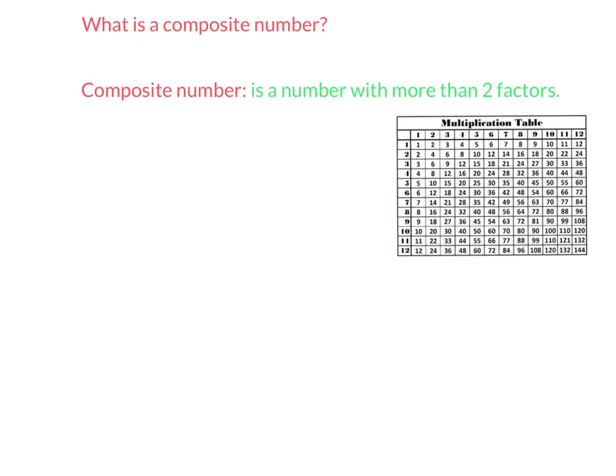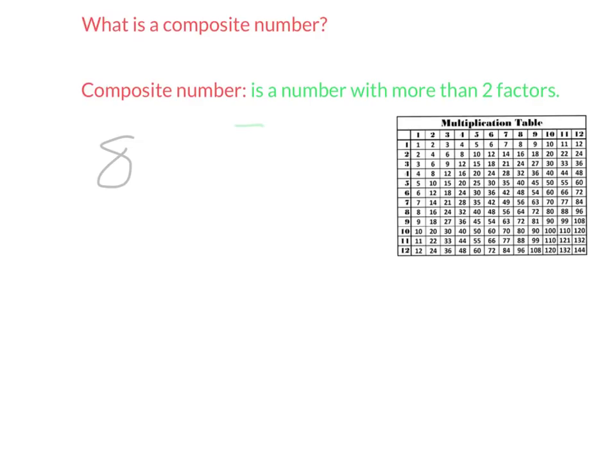So what is a composite number? A composite number is a number which has more than 2 factors. So any number that has more than 2. In the last screen, we tried 8, right? We said 8 was not a prime because 8 has factors: 2 times 4 equals 8, and we know 8 times 1 equals 8. So it has more than 2 factors, so more than 2 numbers can divide that number. That's what makes it a composite number.